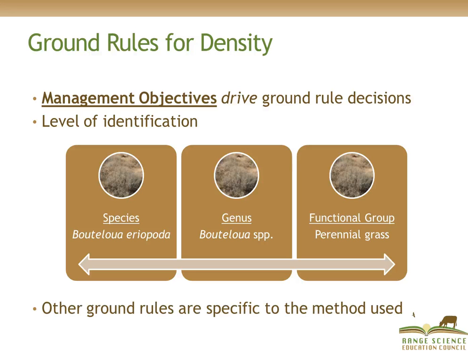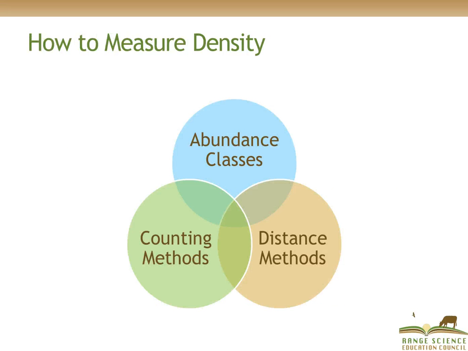There are other ground rules that are applied, and they are specific to the different methods that are used to measure density. Now, there are 3 main approaches to measuring density. This is the use of abundance classes. There are also a group of counting methods and distance methods.